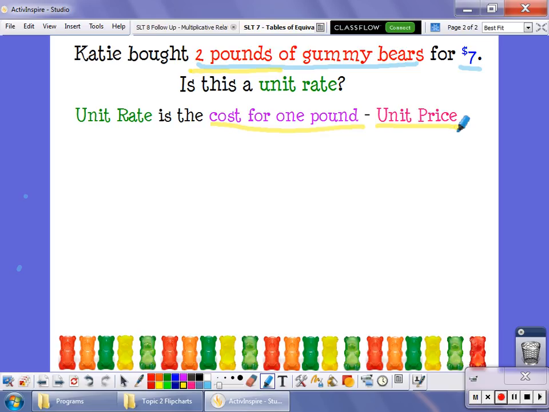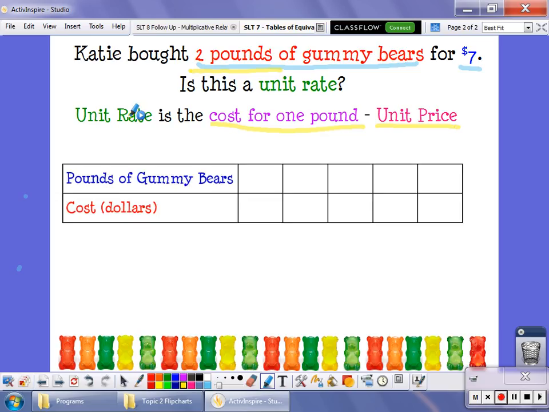And when we're working with a ratio table, a unit rate can be really helpful for us. So the first thing we're going to want to do is figure out the unit price, the cost for 1 pound. So if I were to buy 1 pound of gummy bears, how much would it cost? Well, I know for 2 pounds of gummy bears, it was $7. So here's what I'm going to do. I'm going to set this up the way we did before. I've got 2 pounds of gummy bears, and that is $7.